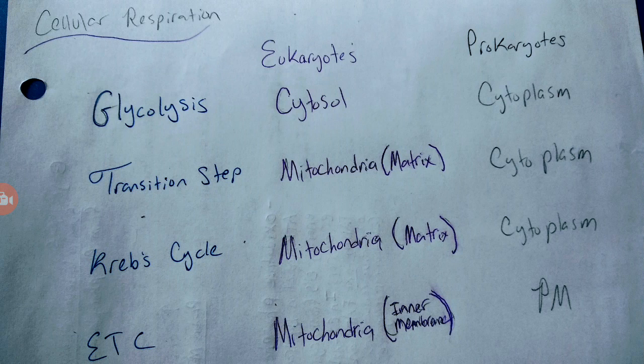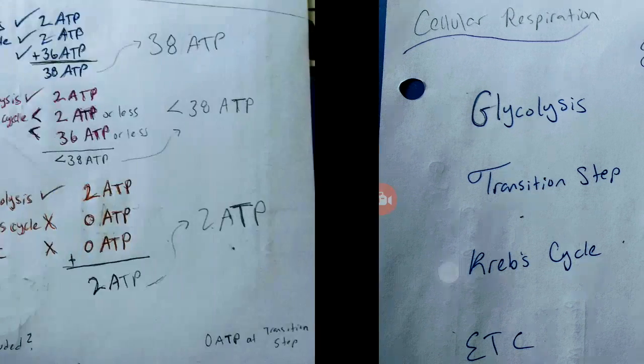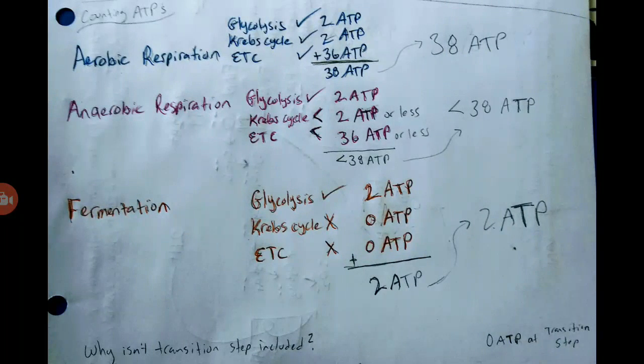For prokaryotes, glycolysis, the transition step, and the Krebs cycle occur in the cytoplasm, and the electron transport chain occurs in the plasma membrane. So now, going further for counting ATPs, let's talk about aerobic respiration versus anaerobic respiration and fermentation.